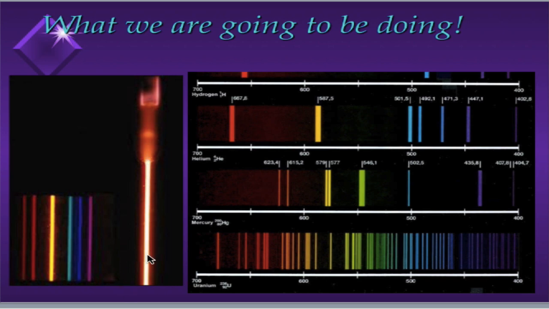So they have this gas tube running electricity through it, and then they get this fingerprint. What they do with this fingerprint is compare it to all of the other elements on the periodic table and figure out which one matches. This set of spectral lines right here is for hydrogen only, whereas this one down here is for helium.